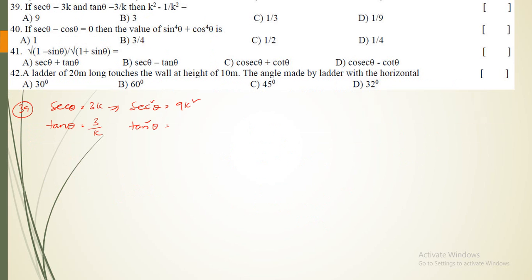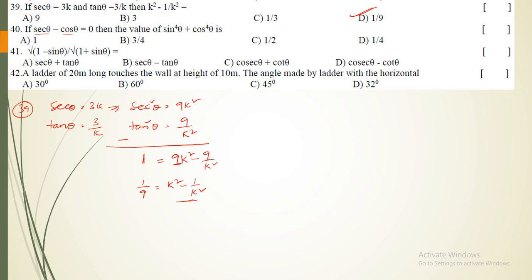Tan square theta is equal to 9/k square. So if I subtract it, secant square theta minus tan square theta, I know that it is equal to 1. So this becomes 9k square minus 9/k square. If I take 9 common in the numerator, then if I transpose, it becomes 1/9 is equal to k square minus 1/k square. So answer is 1/9. Next, moving on to next question.